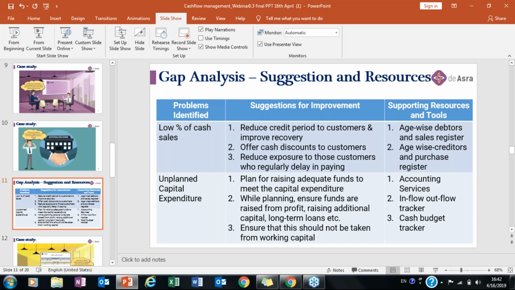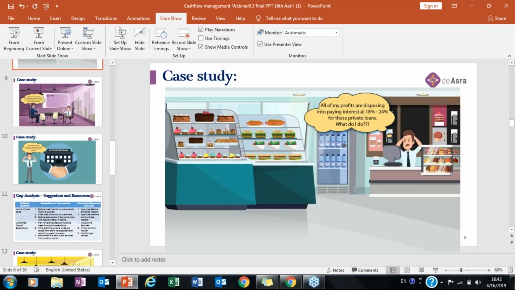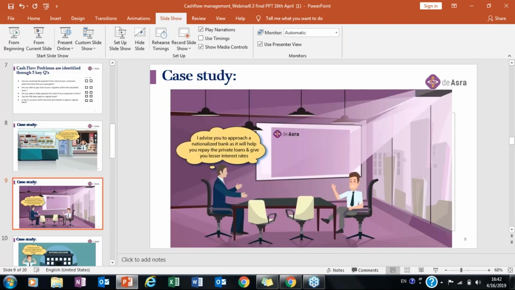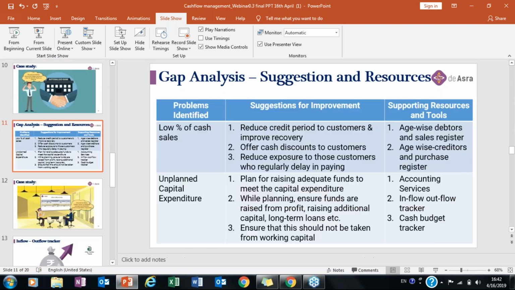So, gap analysis, suggestions and resources. How do we understand the gap in our business? As we were discussing in the previous slides, if the answers to these questions are no, then you need to work on it. Gap analysis helps us find the problems. The first one is a low percentile of cash sales.